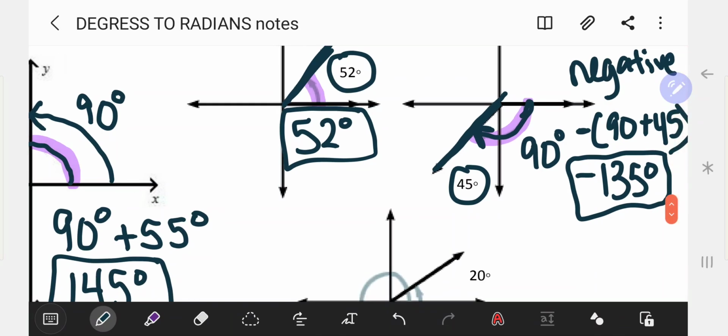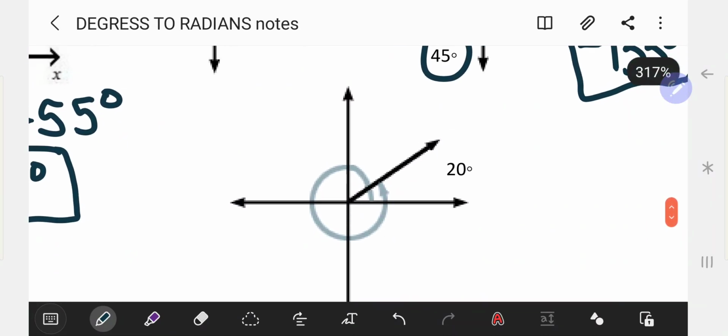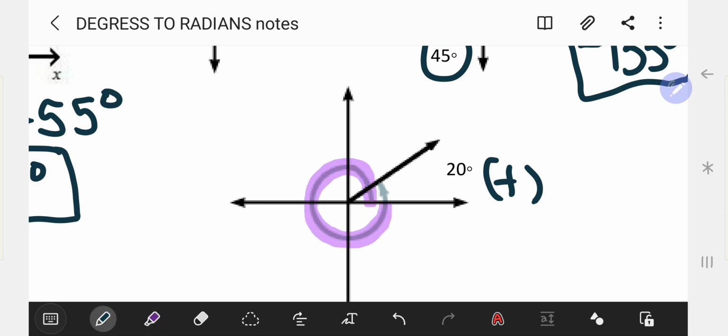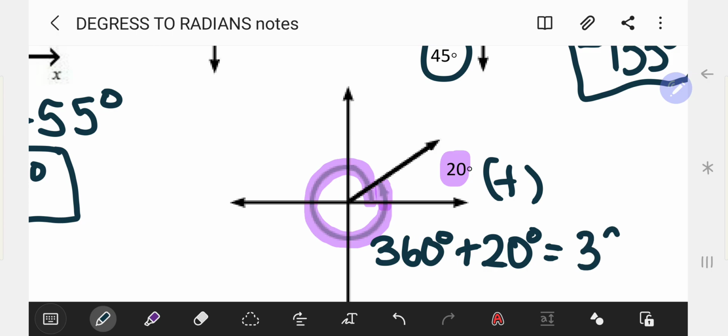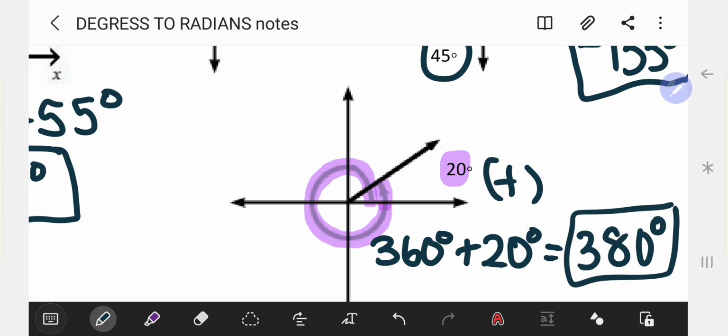One more. Look at this one. First of all, let's take a look at the direction. I know I'm going positive. We start here and go all the way around, and if we go all the way around, that's already 360 degrees. Plus, we went a little bit more, 20 more. So 360 plus the 20 gives me a total of 380 degrees.